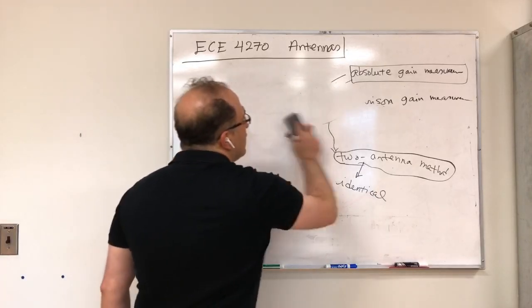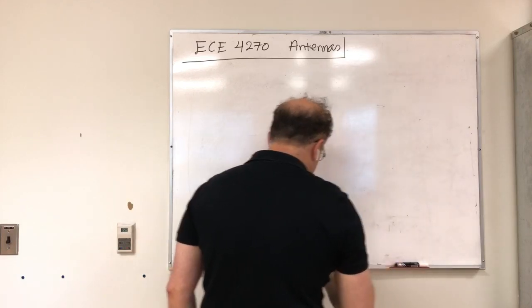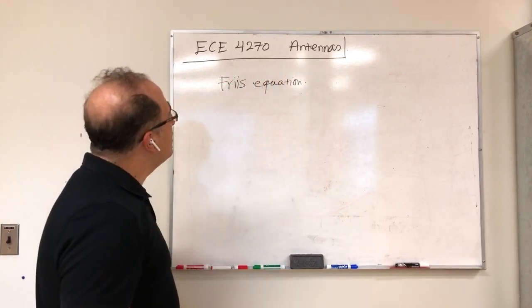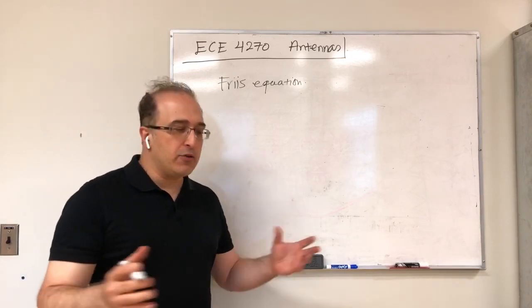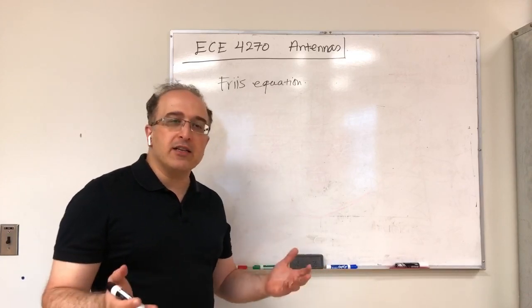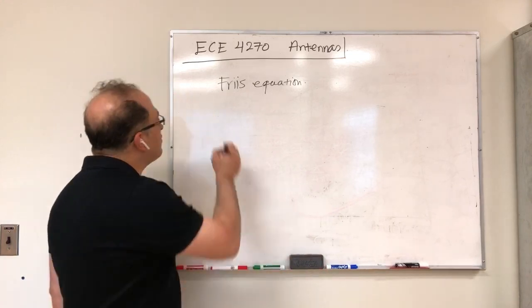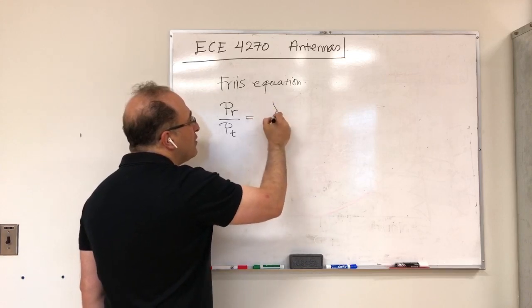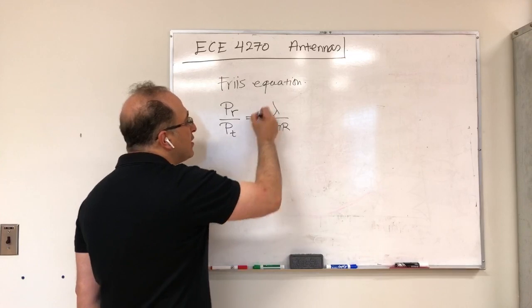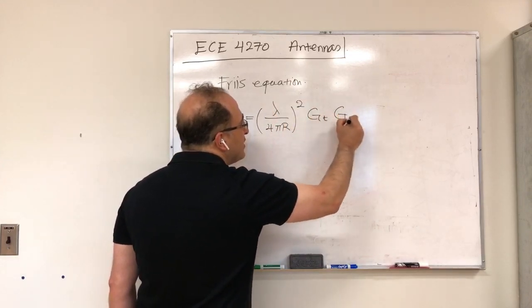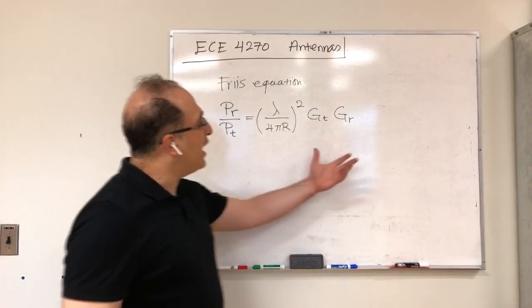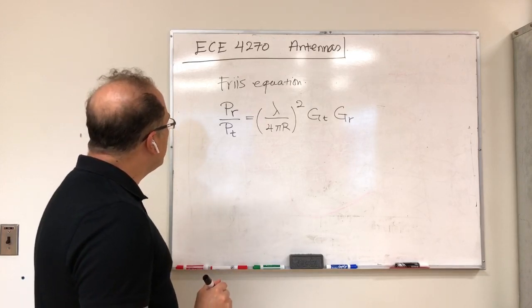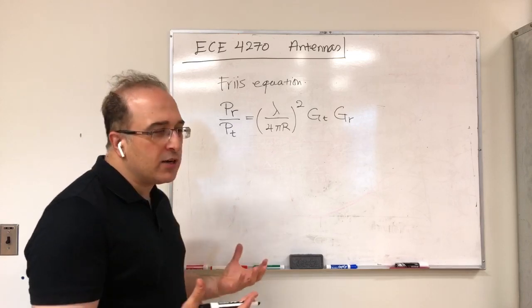To start our discussion, we're just going to write the Friis equation. In the Friis equation here, I'm assuming that the two ports are matched and that there is no polarization loss factor involved, so I'm writing it in a simpler way. P received divided by P transmit is equal to lambda, the wavelength, over 4 pi r, where r is the distance between the two antennas, the whole thing squared, times the gain of transmit, times the gain of receive. Again, there are also impedance mismatch at the two ports and the polarization loss factor, which I ignored in this presentation.